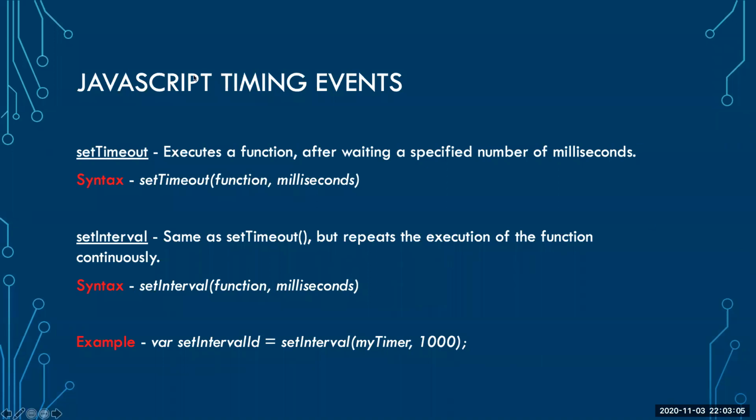Okay, so I have a syntax for that as well. Set timeout, and within brackets, you give the function which you want to execute, and the time duration. It should be in milliseconds. The second timing event is set interval. You just call this once, and it will keep executing continuously until it stops. There are a couple of ways to stop it, but I'll go through that in the next slide. The syntax is similar to set timeout, in which first will be the function followed by the milliseconds.